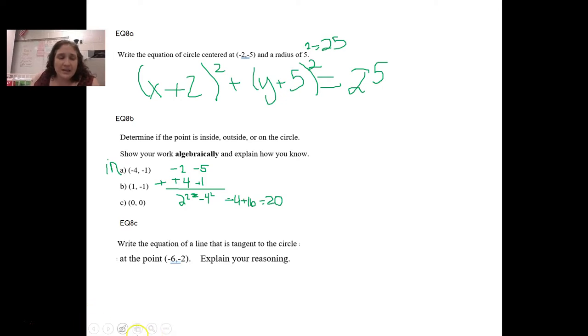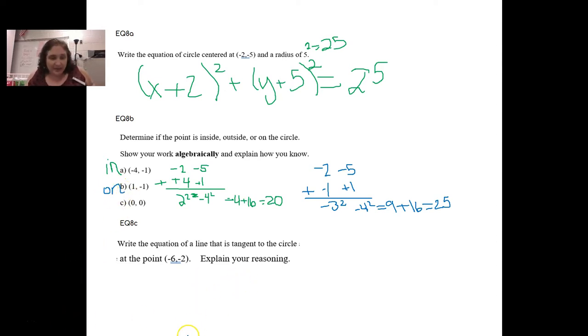So letter A, in. Here comes letter B. You guys have been doing great. Thanks for your patience. -2, -5. 1, -1. Put the negative sign. Change, change, change. -2 plus -1 is -3. Negative 5 plus negative 1, or positive 1, is negative 4. We get 9 plus 16, which is 25, which is the number we were shooting for. So we know that that is on.